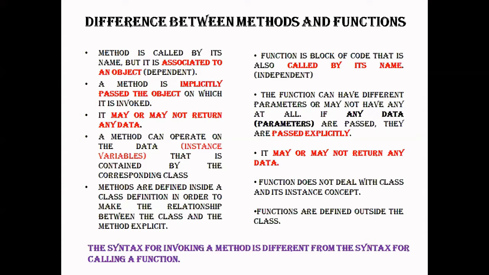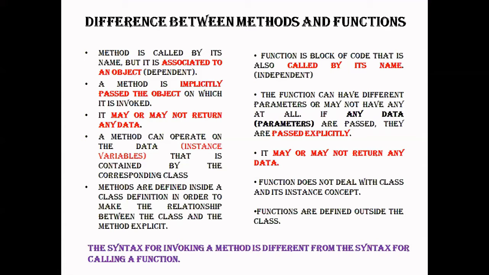Next, you see the fourth point of the method. A method can operate on the data, that is the instance variable. Now what is an instance variable? Again, I'll tell you with an example here. So functions are defined outside the class. You have seen we have not followed any indentation in the previous class, just one line, one column we will be following, right? A function is always defined outside the class, whereas methods are defined inside the class definition in order to make the relationship.